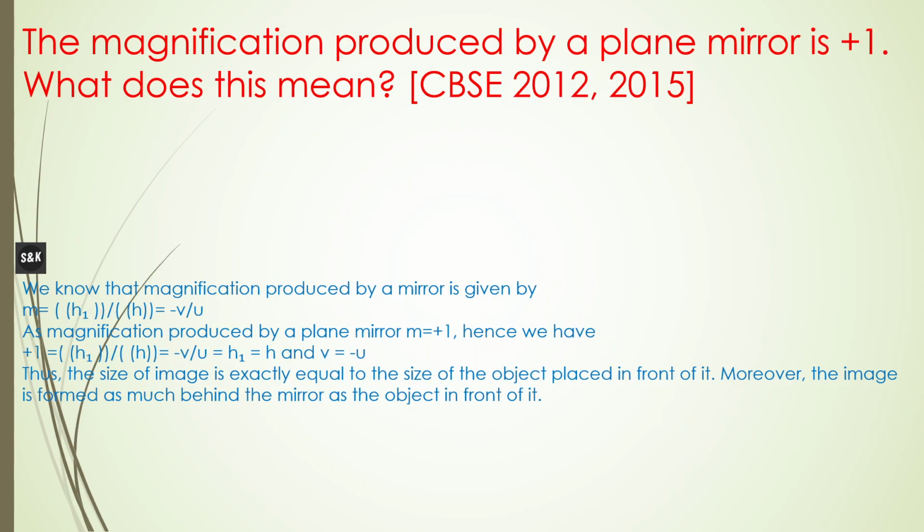Next, the magnification produced by a plane mirror is +1. What does this mean? We know that magnification produced by a mirror is given by m equals h1 upon h equals minus v upon u. Here it is given +1 equals h1 upon h equals minus v upon u. This implies h1 is equal to h, and the distance of the image from the mirror is equal to the distance of the object from the mirror. Since v and u are equal, the size of the image is exactly equal to the size of the object placed in front of it.